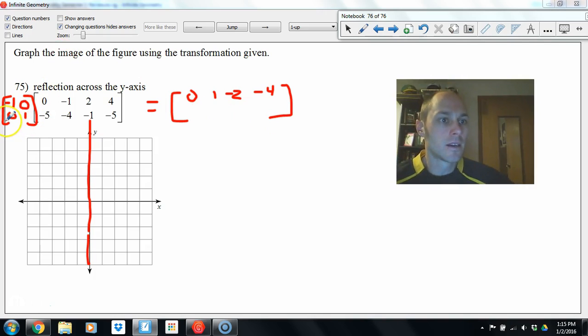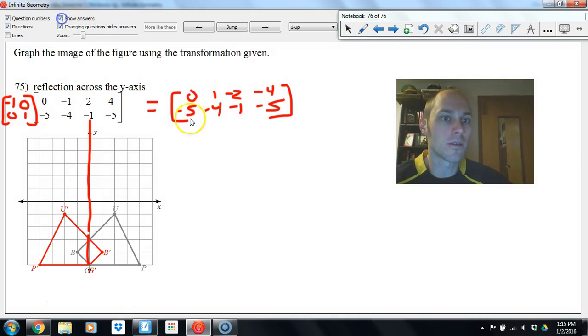And then go to the bottom row. 0 times 0 is 0. 1 times negative 5 is negative 5. So we notice that our y's stay the same. 0 times negative 1 is 0. 1 times negative 4 is negative 4. 0 times 2 is 0. 1 times negative 1, negative 1. 0 times 4 is 0. 1 times negative 5 is negative 5. So this gives us our new coordinates, and we can see what those would be.